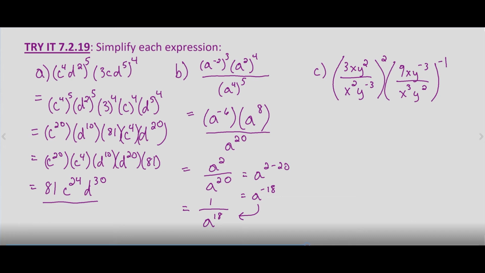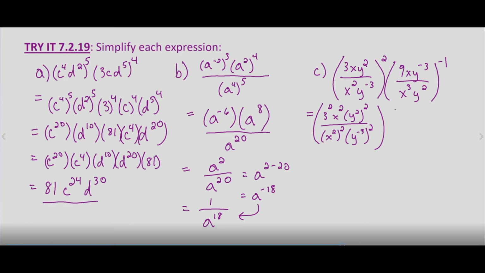And then part C, we have a lot more going on. So let's go ahead and distribute our 2. So this is going to end up being 3 squared times x squared times y squared squared over x squared squared times y to the negative 3 squared.